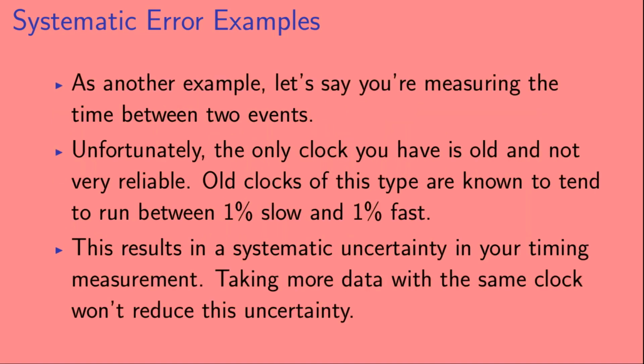As another example of systematic error, let's say you're measuring the time between 2 events. Unfortunately, the only clock you have is old and not very reliable. Old clocks of this type are known to tend to run between 1% slow and 1% fast. This results in a systematic uncertainty in your timing measurement. Taking more data with the same clock won't reduce this uncertainty.